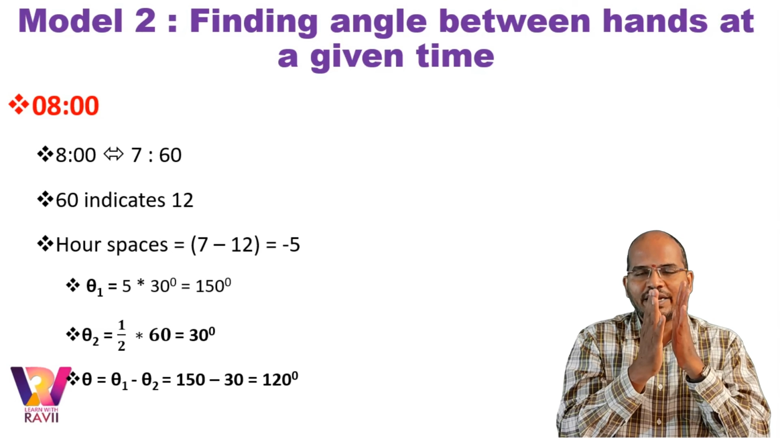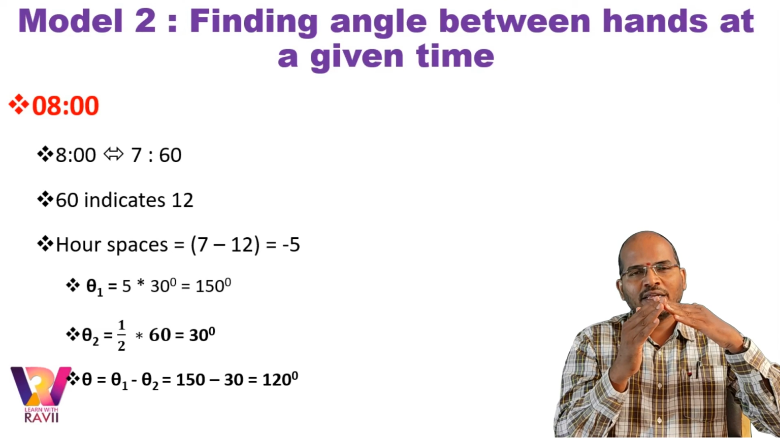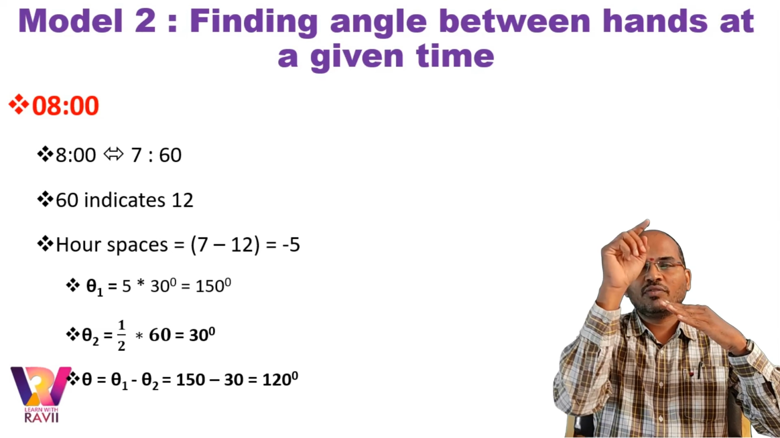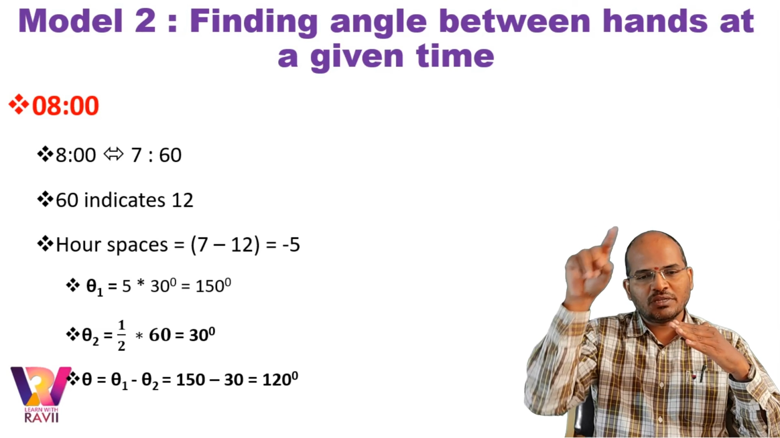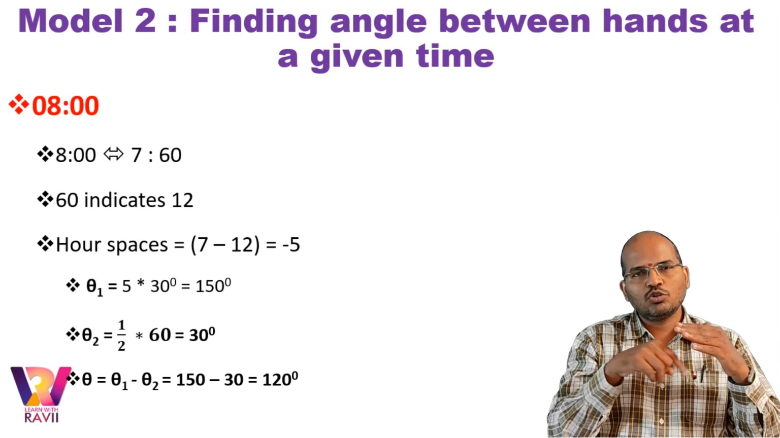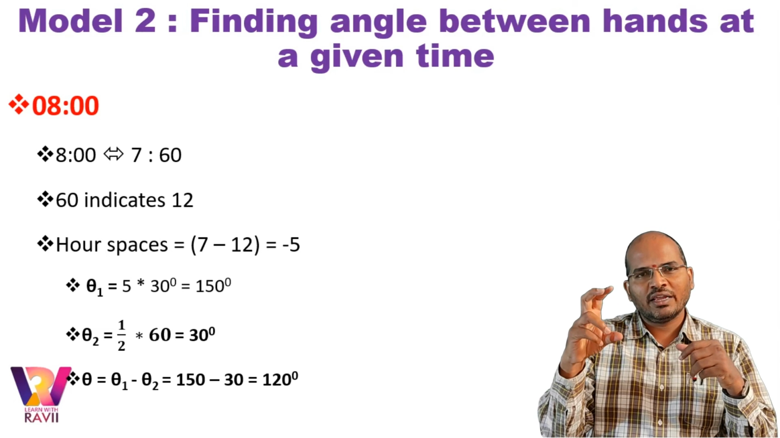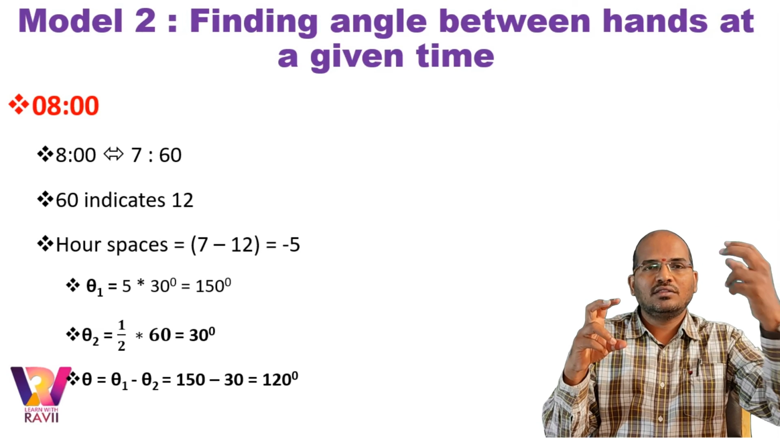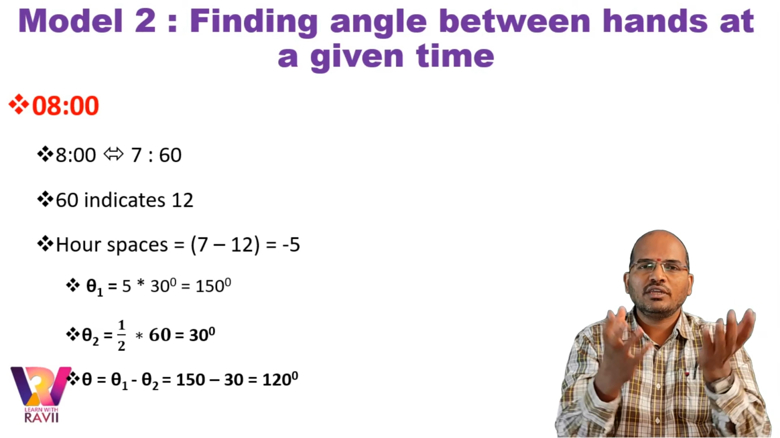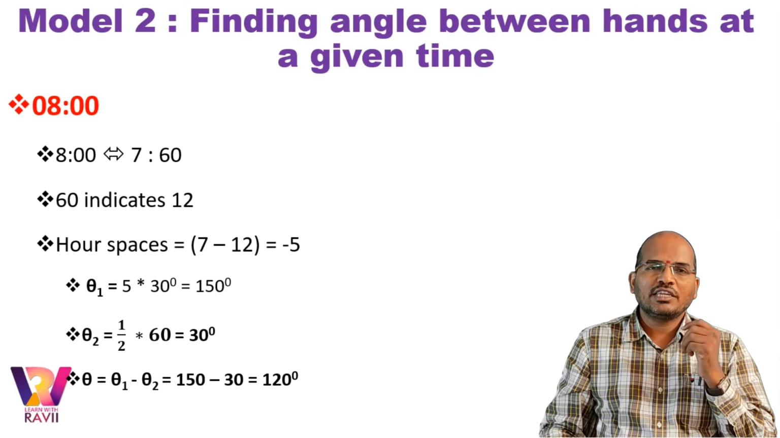So when the time is 8, the hour hand will be at 8, the minute hand will be at 12. So between 12 and 8, you got 8 hour spaces. So 8 times 30 is 240. 240 is one angle. What is the other angle? 360 minus 240 is 120. That's there. It is as simple as that.